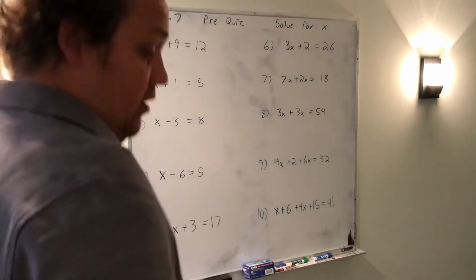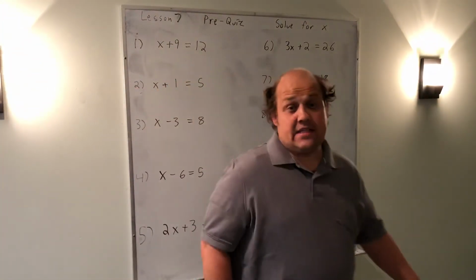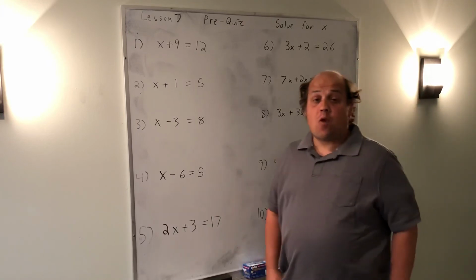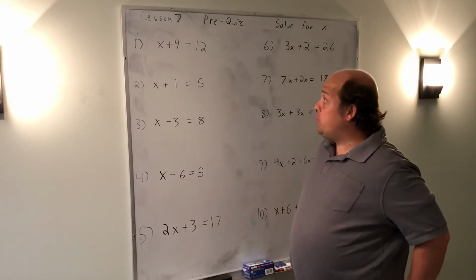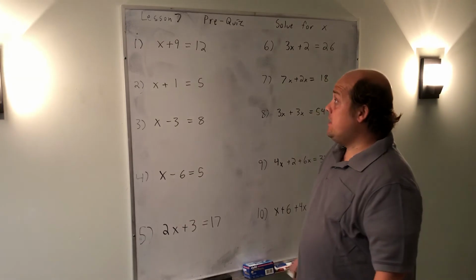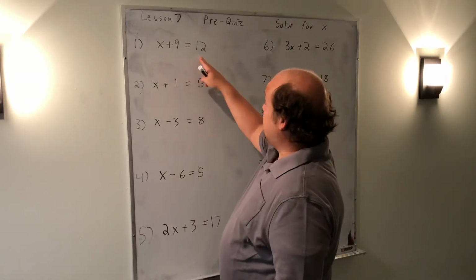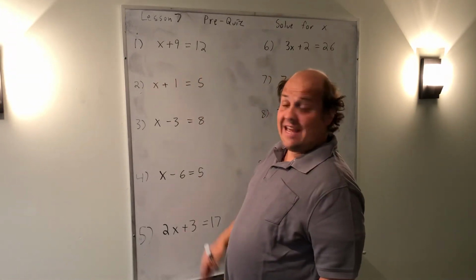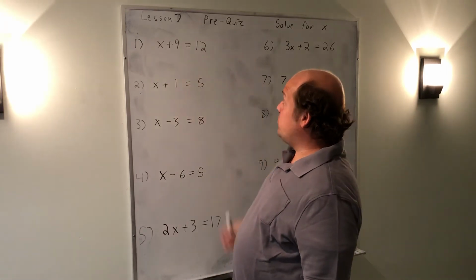In lesson 7, we're trying to solve for x. Some of these problems will only require one step, some of them will require 2 or 3 steps. Where we begin is with two sides of the equation. Our goal is to get letters on one side, numbers on the other.